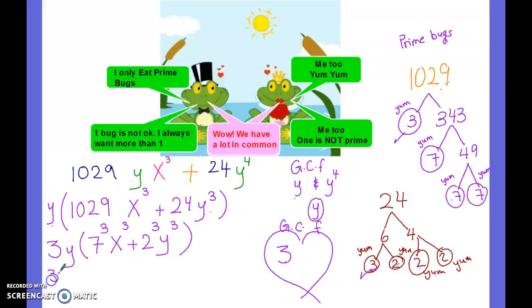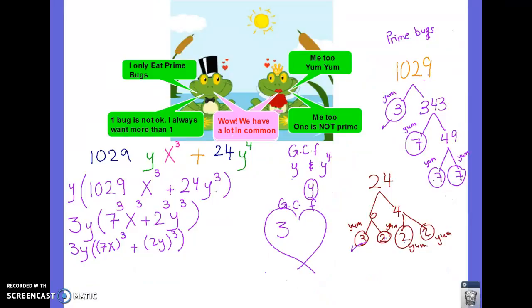So I have the 3y, parentheses, 7x, all cubed, plus 2y, all cubed. Now we have it in the cubic sum form. It's a cubed plus b cubed. Now let's apply the rule. 3y, there's nothing we can do here. It's already factored out. Let's factor the rest of the expression.